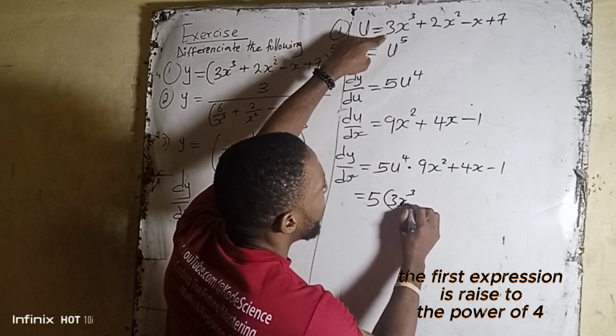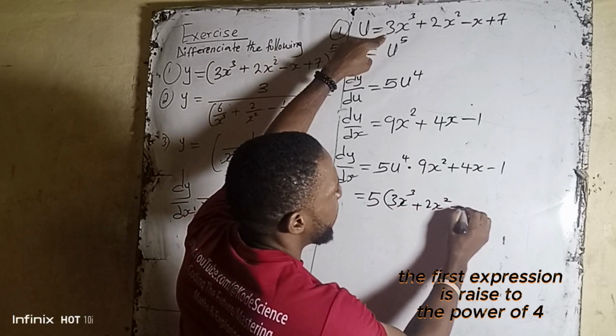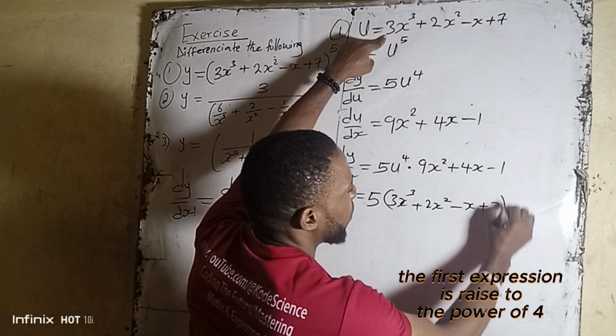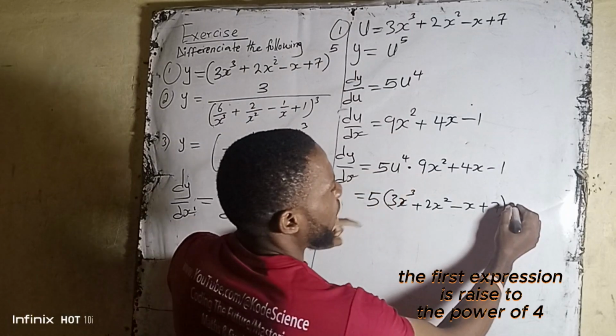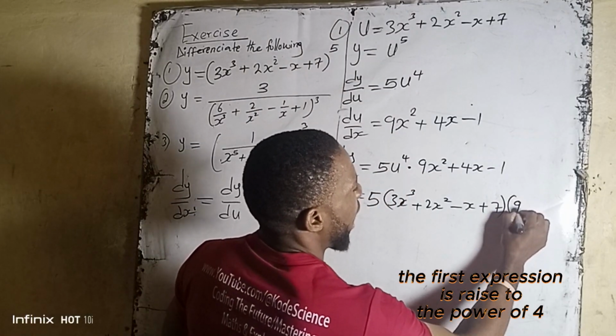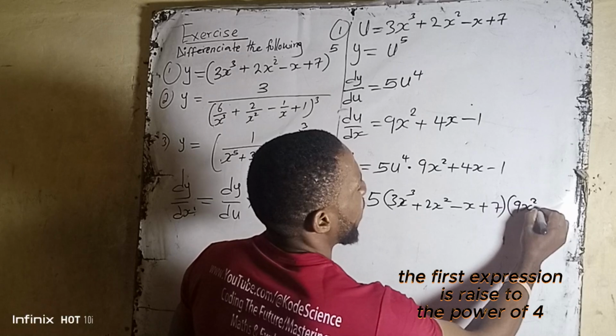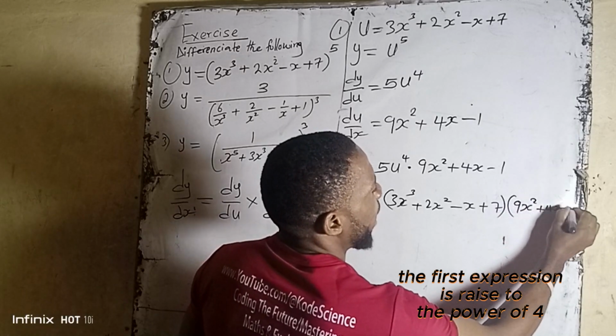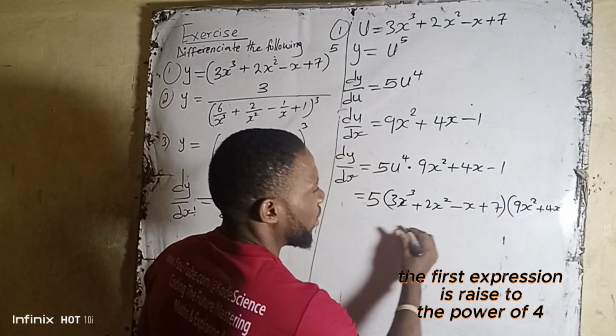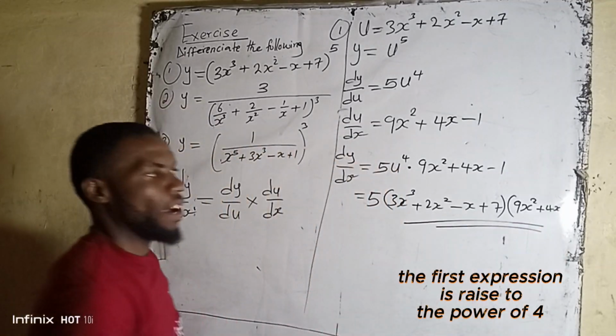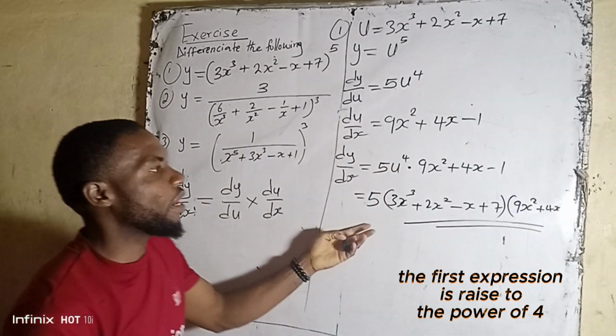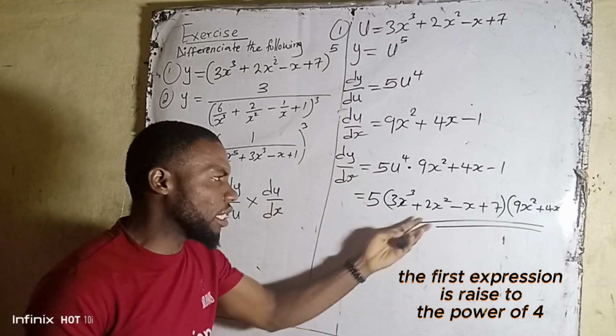3x cubed plus 2x squared minus x plus 7. Multiply by this, we have it as into bracket 9x squared plus 4x minus 1. This is the final answer. So if you want to go ahead and expand, fine, but this is our derivative.